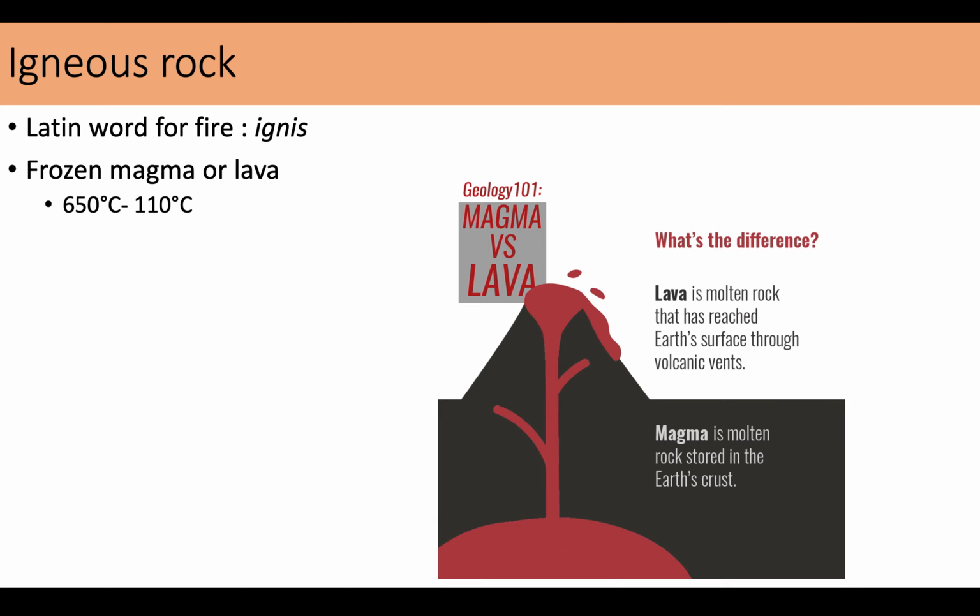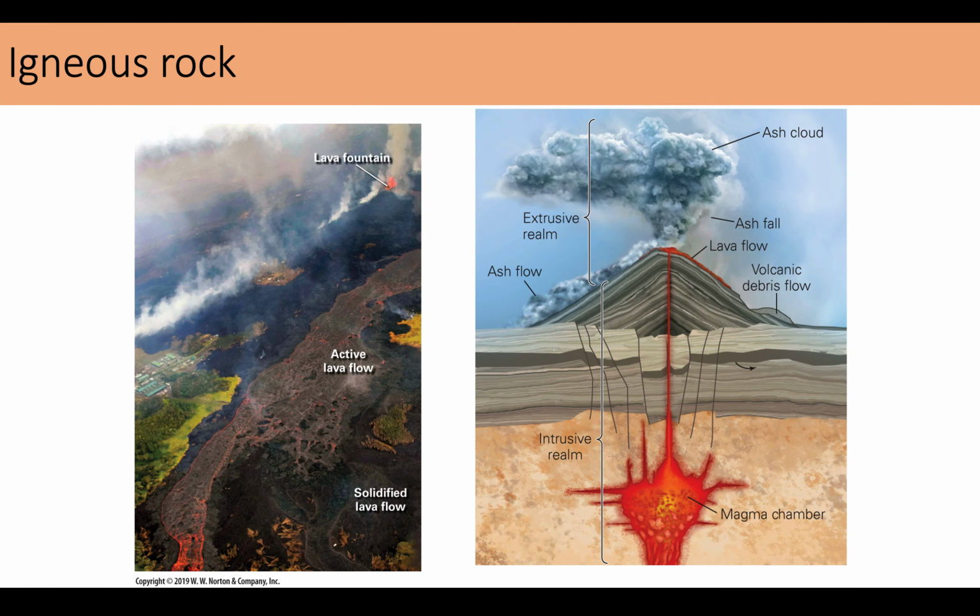So all minerals will make up our igneous rock. Igneous rock is any frozen magma or lava. What I mean by that is any solidified magma or lava. Magma is molten rock that is underneath the Earth's surface. The only difference between magma and lava is that lava has reached the Earth's surface. So lava is molten rock that has reached the Earth's surface. There has been some sort of volcanic eruption, and that magma has moved from below the surface up to above the surface. Other than that, lava and magma are the same.